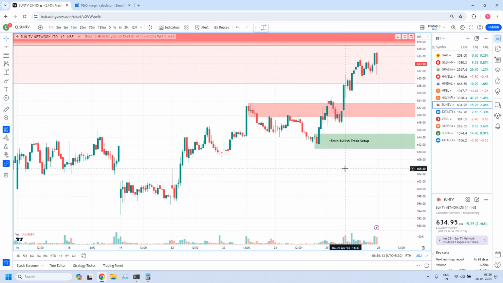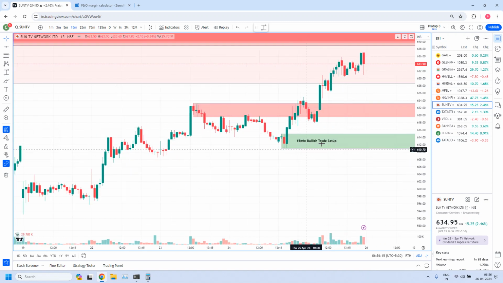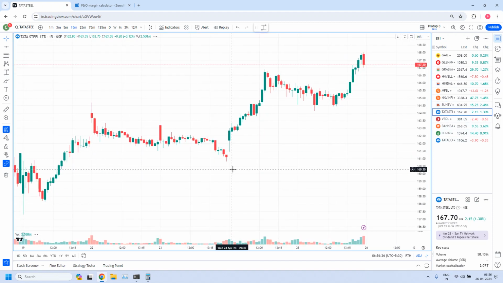Next one is Sun TV. This is a 15 minute entry zone, but prices did not reach. So we didn't get a trade, leave this stock. Next one is Tata Steel.